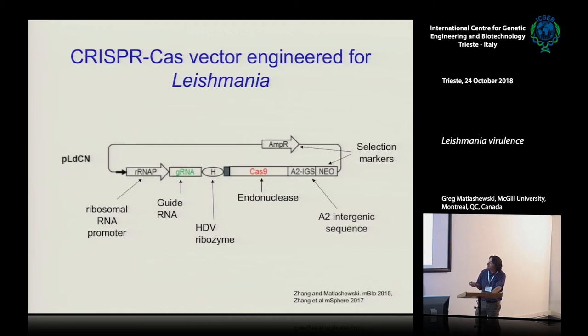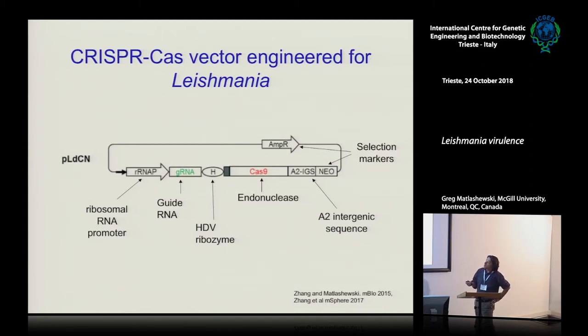And the way we did it, this is when Wei Zhang from my laboratory made a plasmid. So this is a plasmid that he constructed. He took various pieces and put them together into a plasmid. The plasmid expresses Cas, the nuclease that cuts DNA. The plasmid also has an area to express guide RNA, so that the Cas knows where to cut. And it's got some antibiotic resistance genes so that you can transfect it into Leishmania.